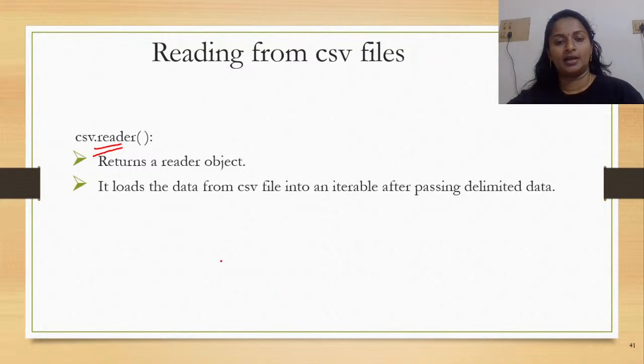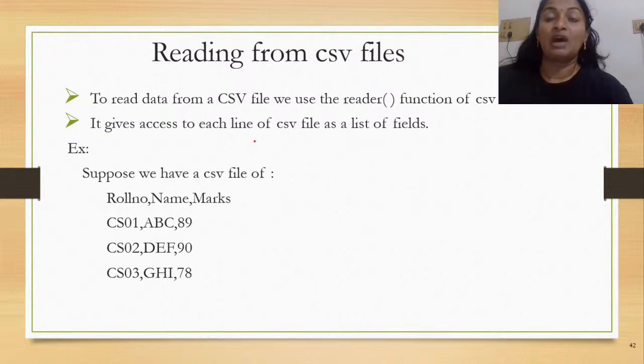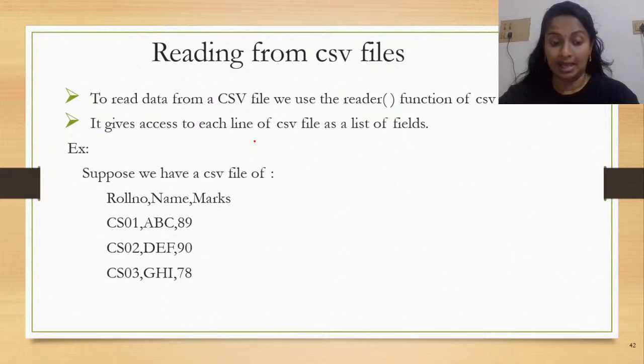Now here again, we do not have separate methods as we learned for writing. Now let's see how things would be read. If you have to read, a CSV file has to be there, it has to be already existing. Only then could the reading operation be performed. To read data from a CSV file, we use the reader function of the csv module. We just saw that in the previous slide. It gives access to each line of the CSV file as a list of fields.